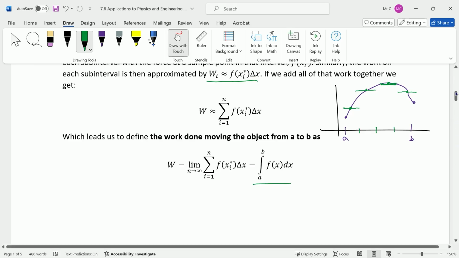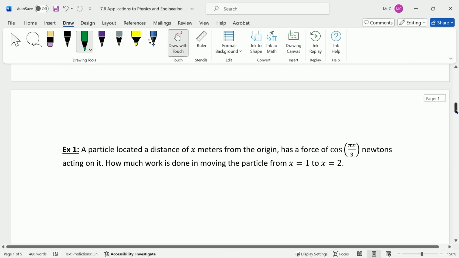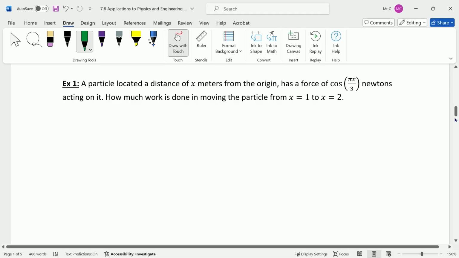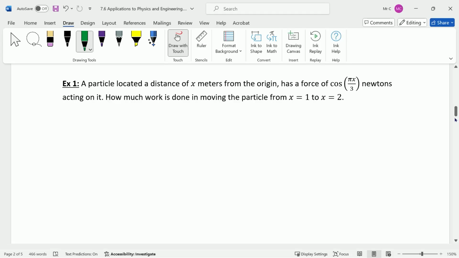Okay, so let's tackle an example. So this is a nice simple one. A particle located a distance of x meters from the origin has a force of cosine of pi x over 3 newtons acting on it. How much work is done in moving the particle from x equals 1 to x equals 2?